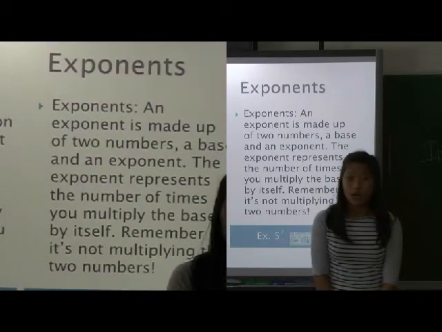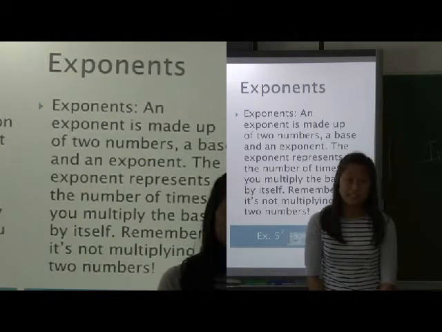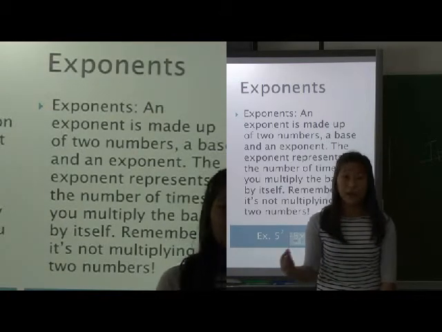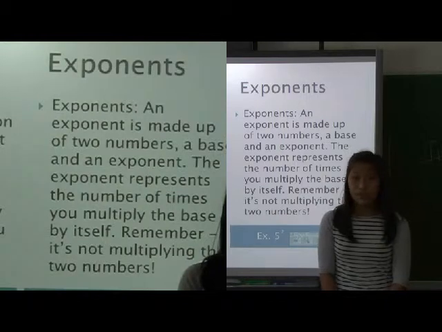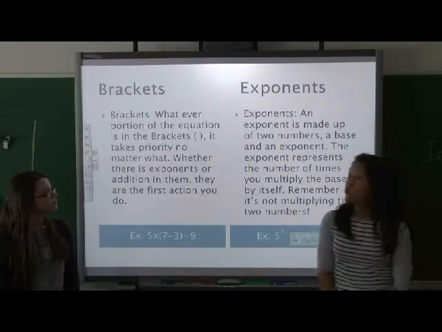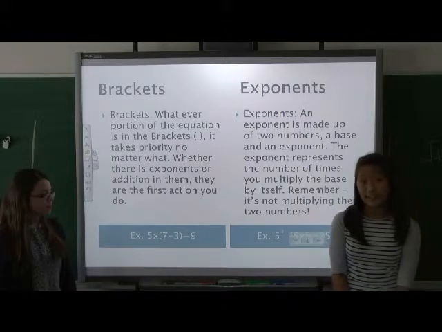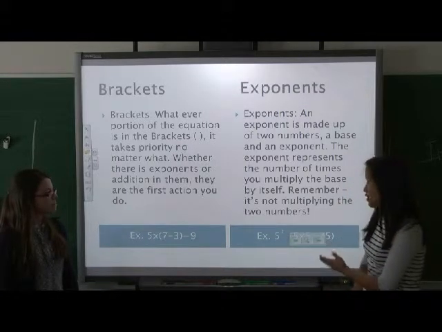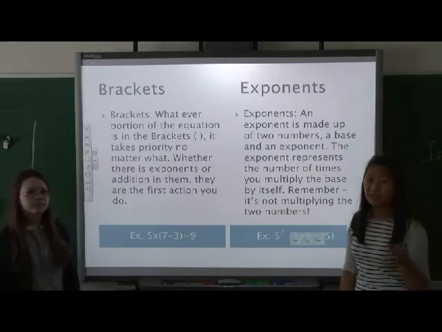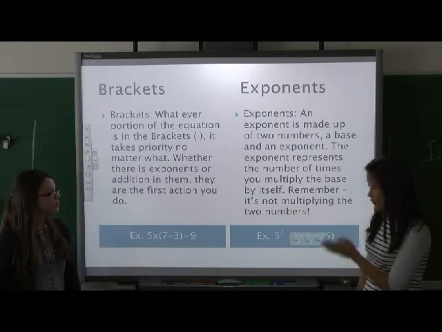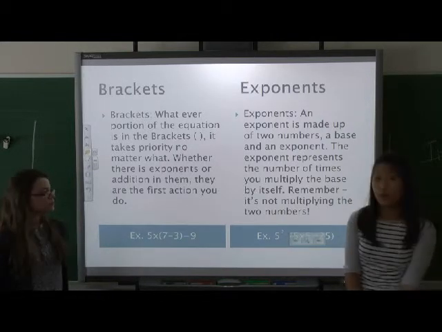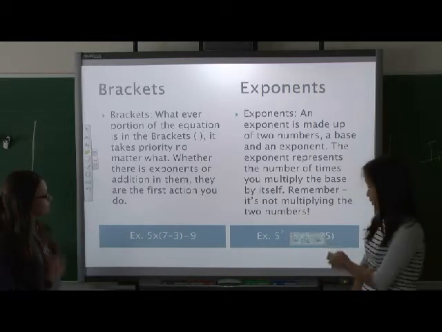Okay, exponents are two numbers that consist of a base number, the big number, and the small number, which is the exponent. So the exponent tells you how many times you multiply the base number by itself. So for example, 5 to the power of 2 means 5 times 5, not 5 times 2. So 5 times 5 would be 25. So that would be the answer to this equation.